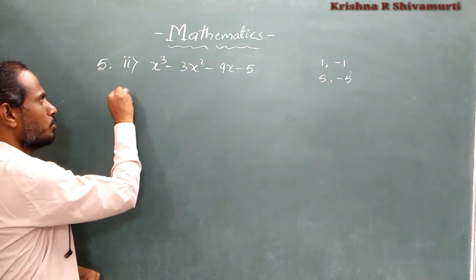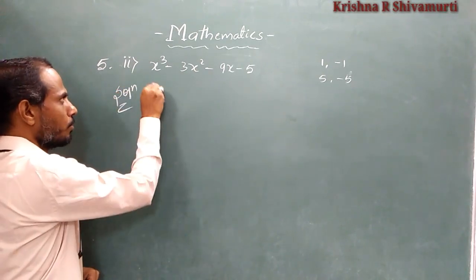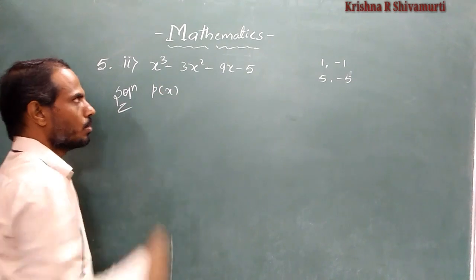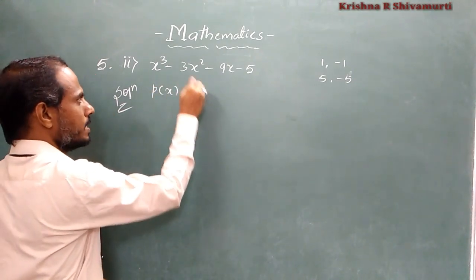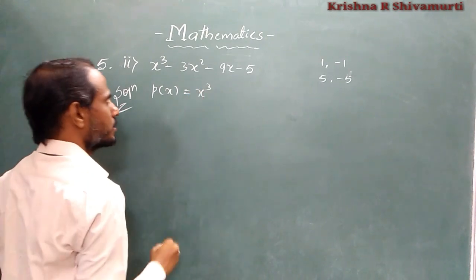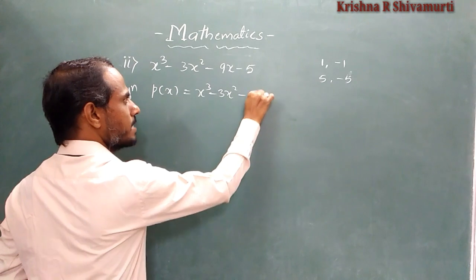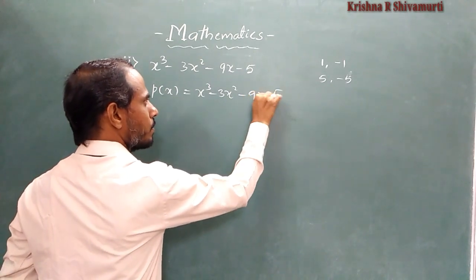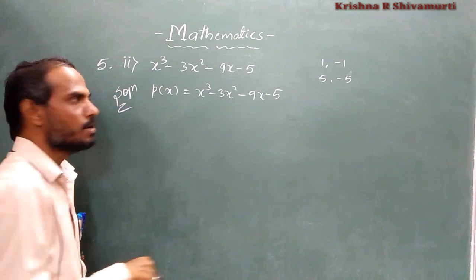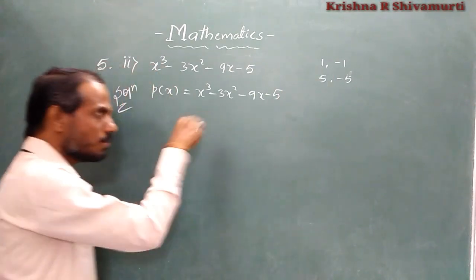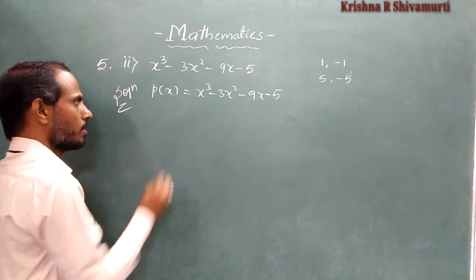In the solution step, we call it P of x. P of x is equal to the given polynomial as it is. It is a cubic one: x cube minus 3x square minus 9x minus 5. In the previous problem, which factor did we check first? Let's check minus 1 only. Is it a factor or not?